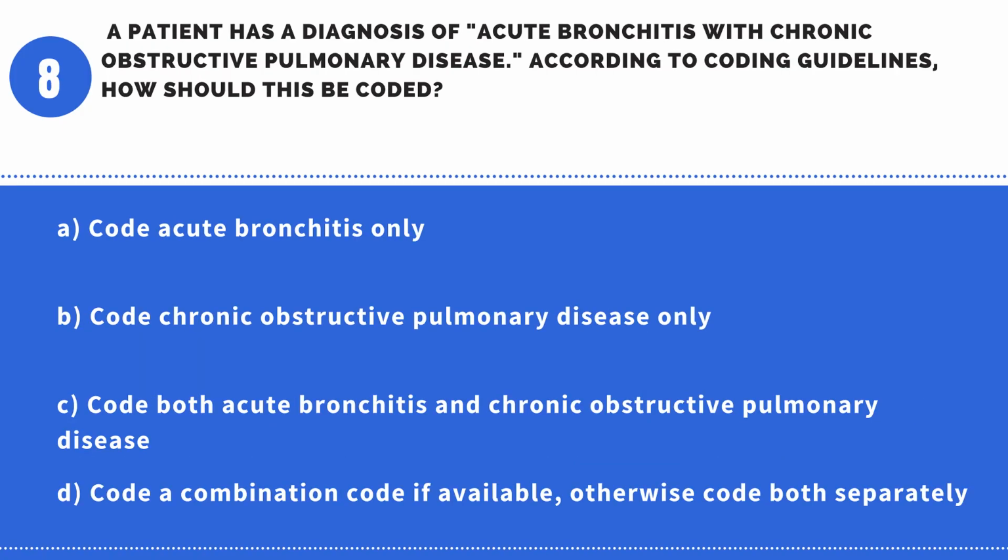Question 8. A patient has a diagnosis of acute bronchitis with chronic obstructive pulmonary disease. According to coding guidelines, how should this be coded? A. Code acute bronchitis only. B. Code chronic obstructive pulmonary disease only. C. Code both acute bronchitis and chronic obstructive pulmonary disease. D. Code a combination code if available, otherwise code both separately.